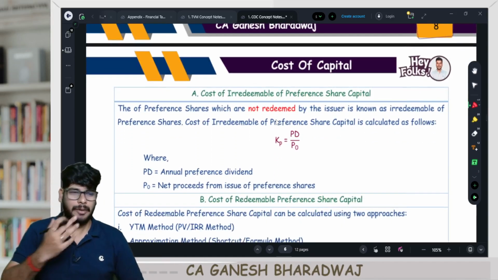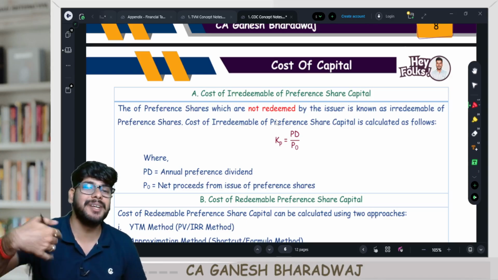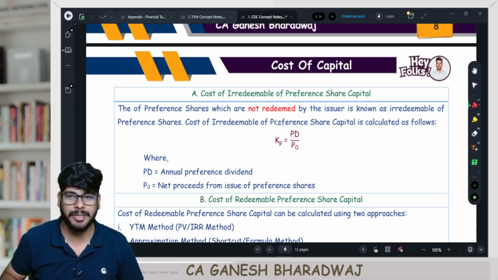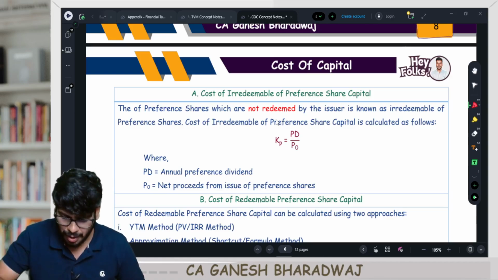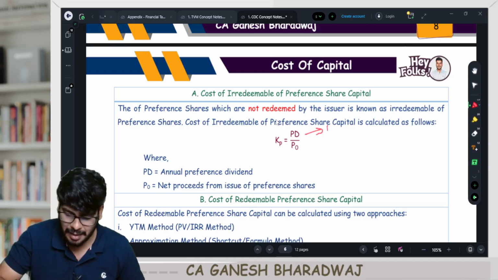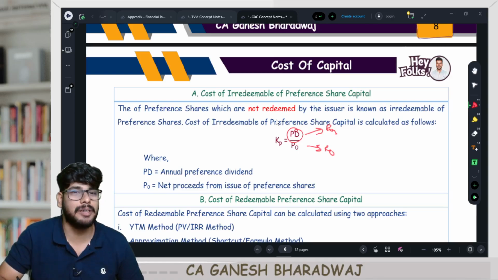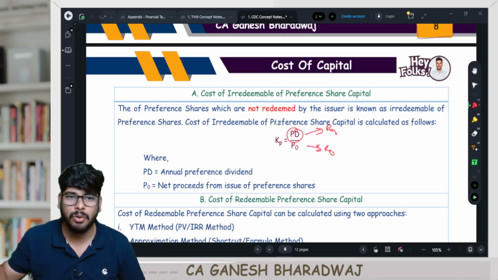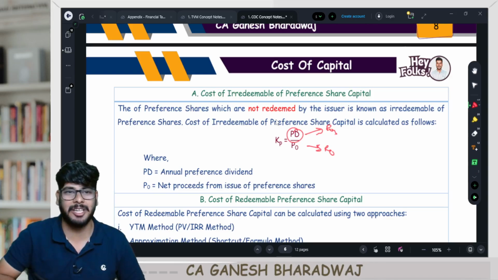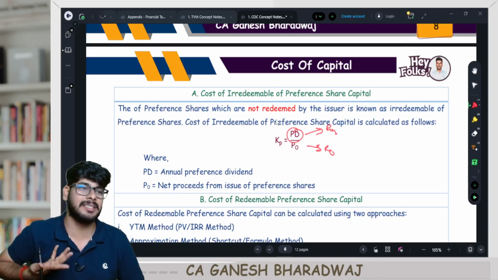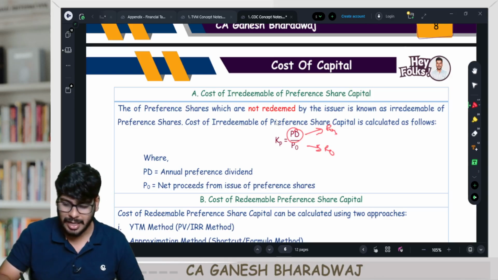Now you tell me, from the viewpoint of the company, every year the company is paying what? Preference dividend. Correct? So basically the same formula: what I pay divided by what I receive. What do I pay them? Preference dividend. Into 1 minus T will come? No. Why? Because this is not a tax deductible expense. The entire amount I pay these guys is actually my cost. Divided by what I receive.